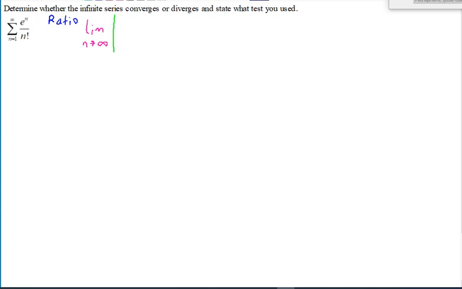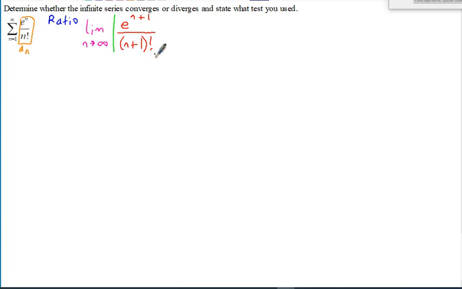This is the formula for the nth term that we call a sub n. So a sub n plus 1 means wherever there's an n, you replace it with n plus 1. That would give you e to the n plus 1, divided by (n plus 1) factorial, with the n plus 1 in parentheses, like that. And then the formula says you divide by a sub n.